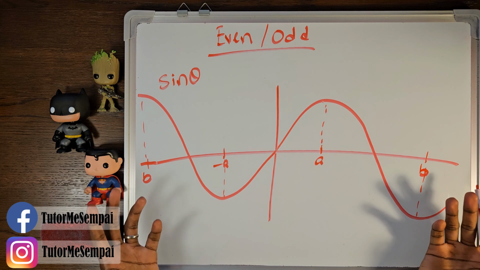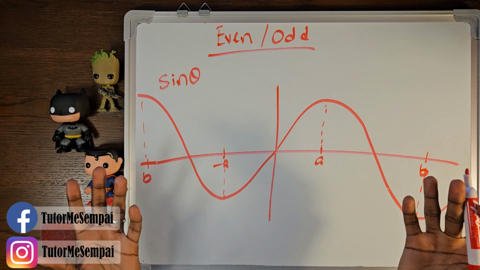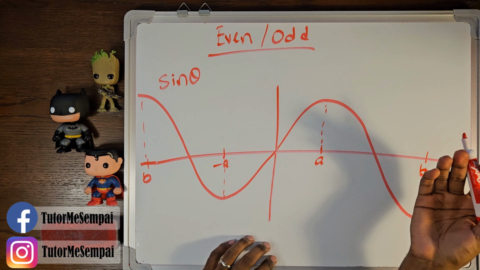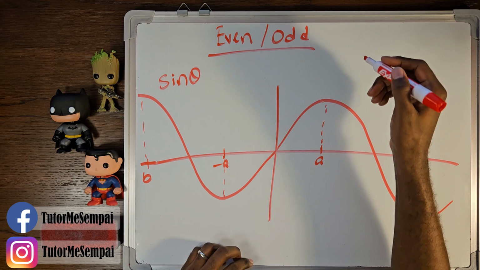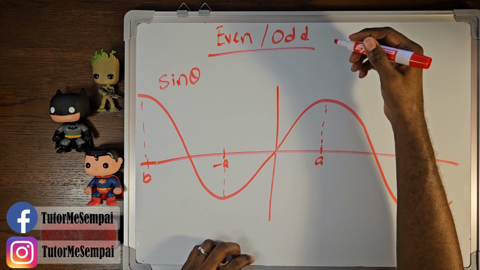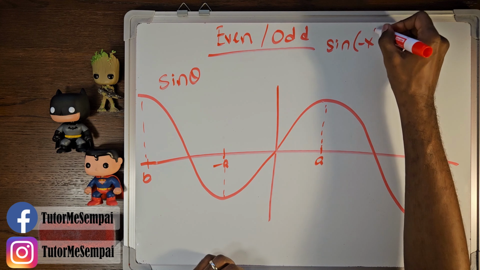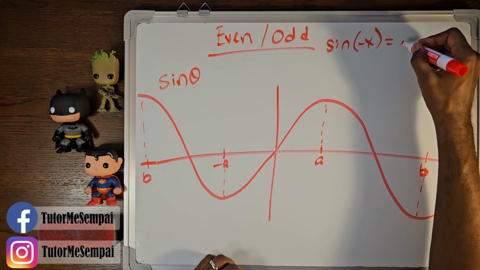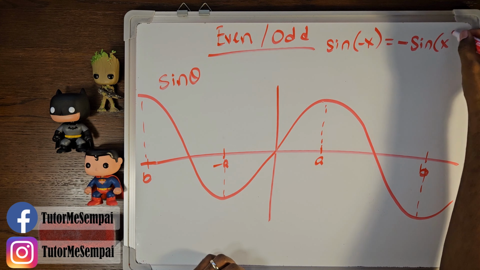So it seems like we're opposites, at least sign-wise, which lets us know that this odd function that's symmetric across the origin is going to lead us to this identity. Sine of some negative x is going to be the same as negative sine of x.